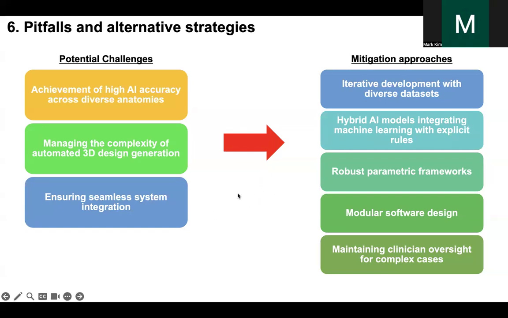So to handle these challenges, I suggest 5 mitigation approaches. The first approach will be iterative development with diverse datasets. The second approach is hybrid AI models integrating machine learning with explicit rules. The third one will be robust parametric frameworks. The fourth one will be modular software design. And the last one will be maintaining clinical oversight for complex cases.